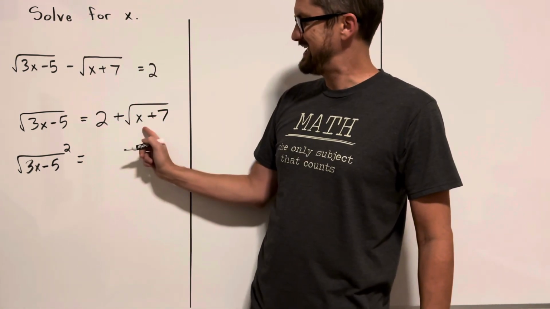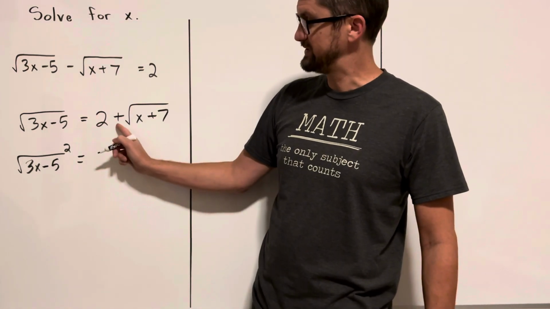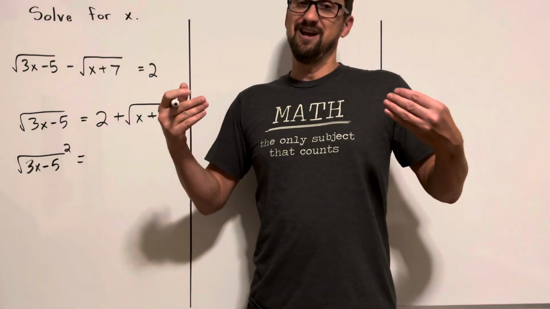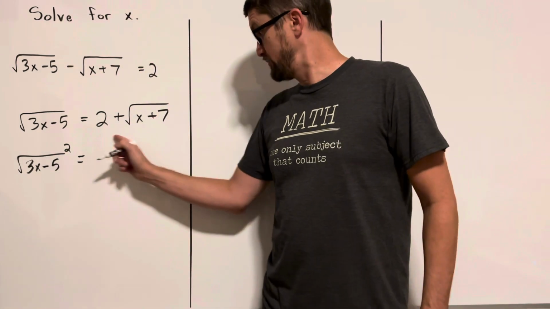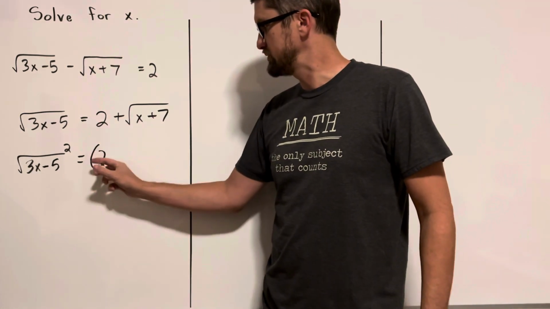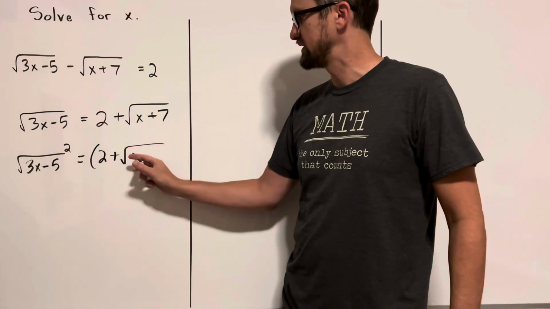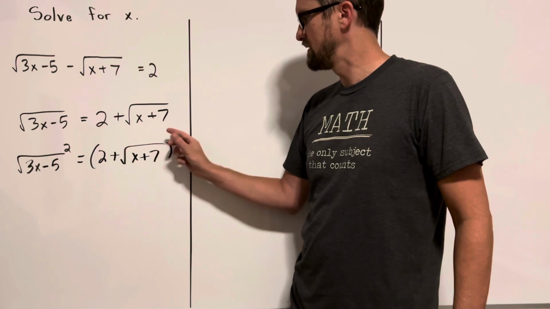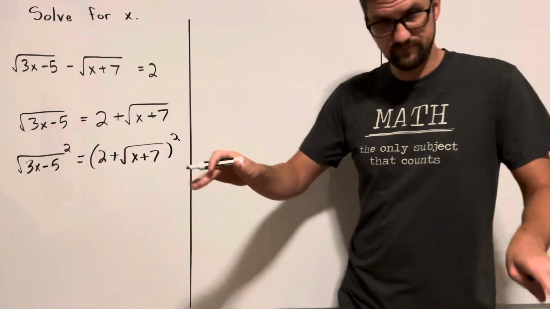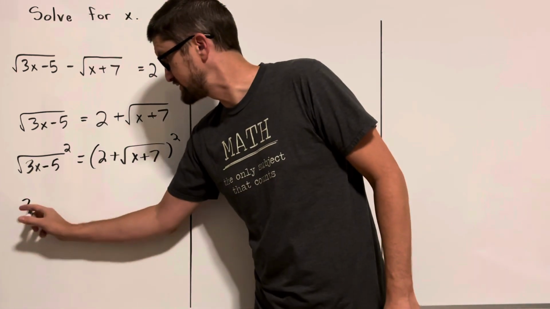Now this is two terms. We have a plus sign between two terms. So when you square essentially a binomial here, you're going to need parentheses. So we're going to use parentheses 2 plus square root of x plus 7 squared. Now on the left, the square root and the square, they go away, so you're just left with 3x minus 5.